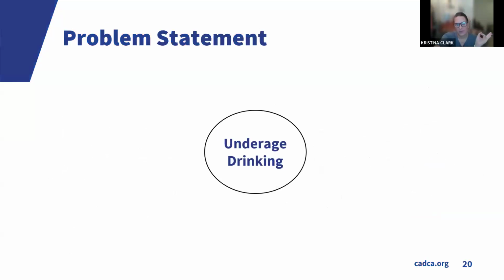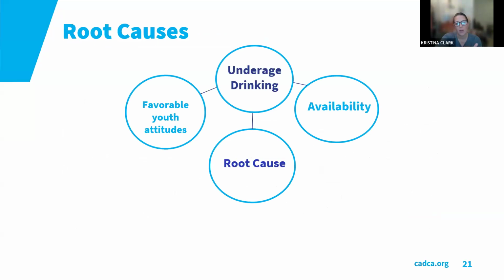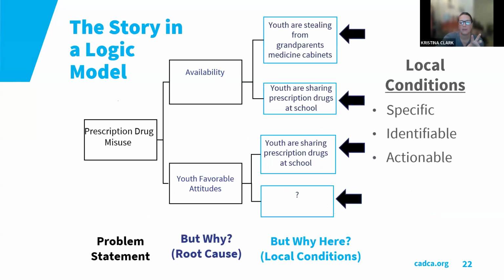So here's an example of that. Underage drinking is our problem, but why? So here we have favorable youth attitudes. We're saying that it's because they think it's okay. They don't think it's harmful, however you guys have it on your student survey. So talk about it. And then we're saying underage drinking, but why availability? It's just so easy to get. And then we would keep going with another root cause. And again, we're going to practice this in a minute with cannabis.